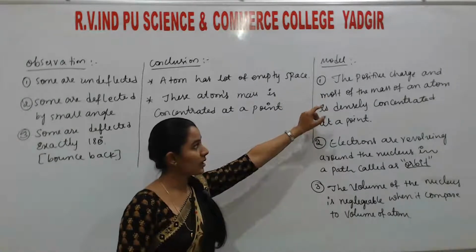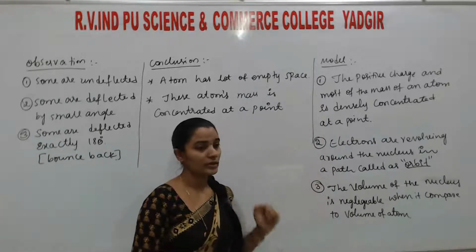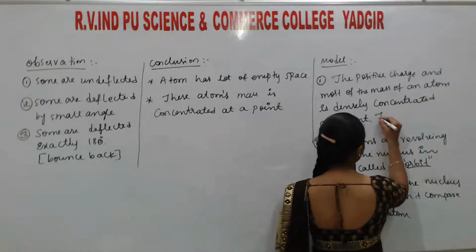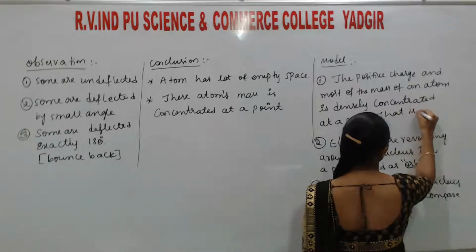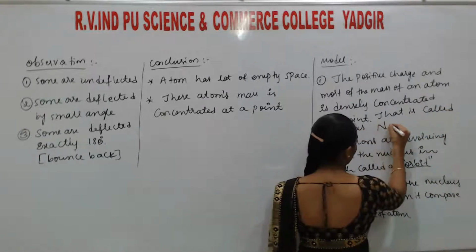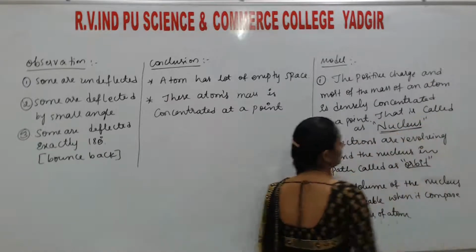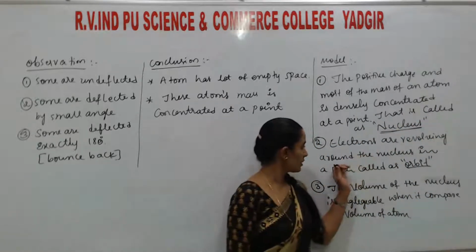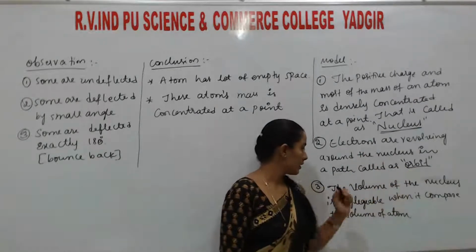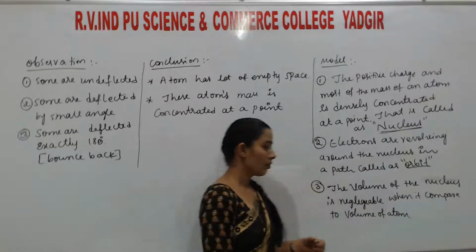The first one is that the positive charge and most of the mass of an atom is densely concentrated at a point, and that point is called the nucleus. The electrons are revolving around the nucleus in a path called an orbit. Next, the volume of the nucleus is negligible when compared to the volume of the atom.